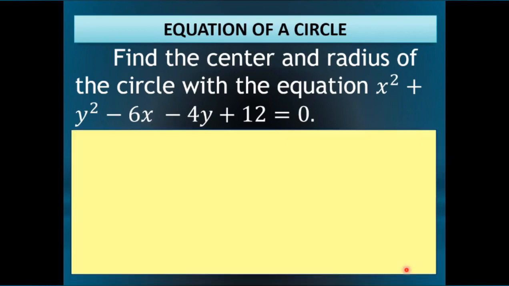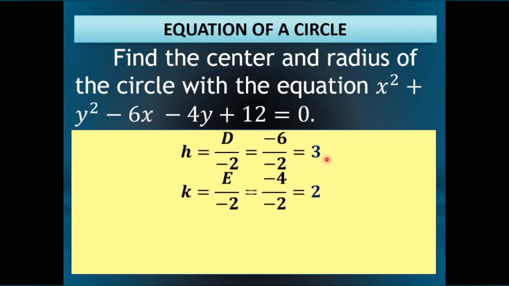So using the said formulas, let us find h, k, and r. First we have the h, so we have d. This one is dx plus ey plus f. So our d refers to negative 6. Negative 6 divided by negative 2 is positive 3. And then for our k, we have negative 4. So negative 4 divided by negative 2 is equal to positive 2.